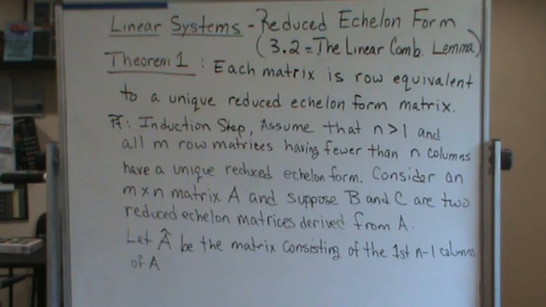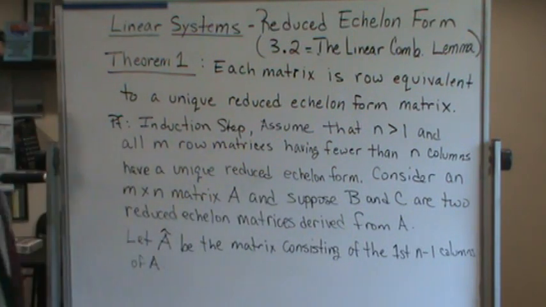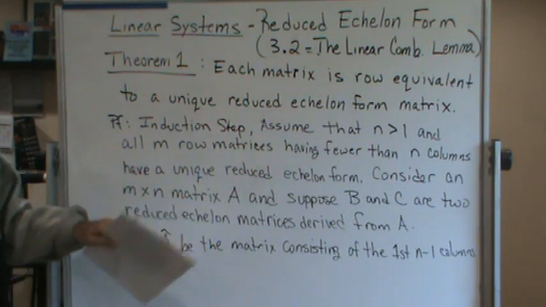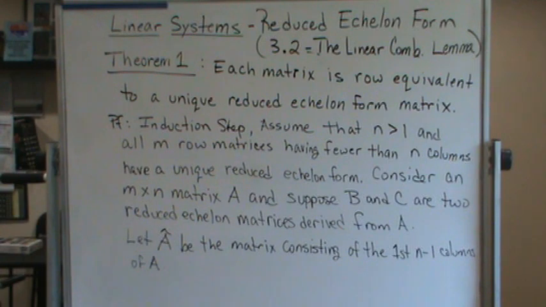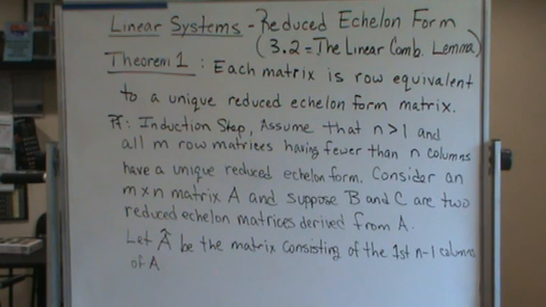Okay, by hypothesis. Now consider an m by n matrix A, and suppose B and C are two different reduced echelon matrices derived from A. Okay, so what we're going to do is use the induction to prove that B and C must be equal. And in order to do that, we're going to start with another matrix, and we're going to say, hey, let A hat be the matrix consisting of the first n minus 1 columns of A.